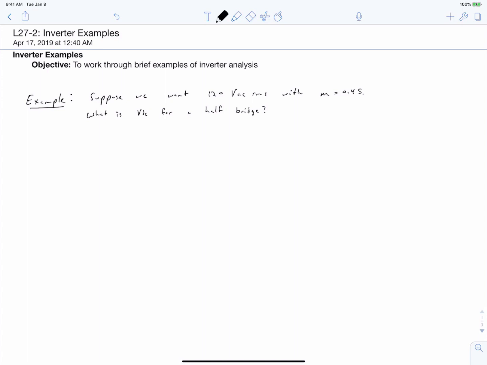The objective of this video is to work through a couple brief examples of inverter analysis. In our first example, suppose we want 120 volt AC RMS with a modulation index of 0.45. What is VDC for a half bridge? That is, what is our required throw voltage for a half bridge converter in order for us to get 120 volt AC RMS out with a modulation index of 0.45? Press pause and press play when you are ready to resume.